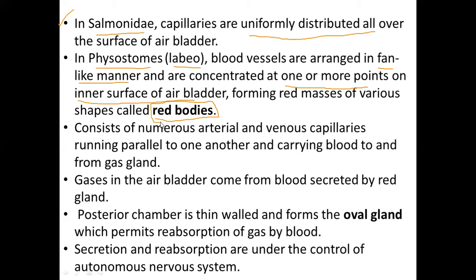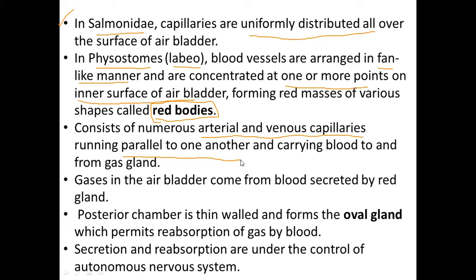So in salmonidae the capillaries are uniformly distributed. Coming to the physoclists, the capillaries form a bundle-like, fan-like structure. It looks like a red colored structure, so we also call it red bodies. It consists of numerous arterial and venous capillaries running parallel to one another, so that they either carry blood towards the air bladder or carry blood away from the air bladder. That is the function of the arteries, veins and capillaries.